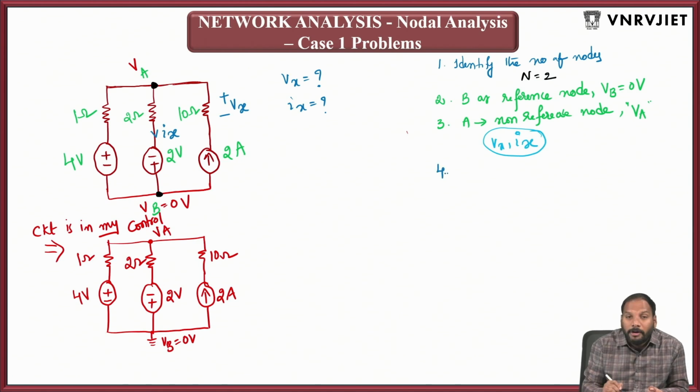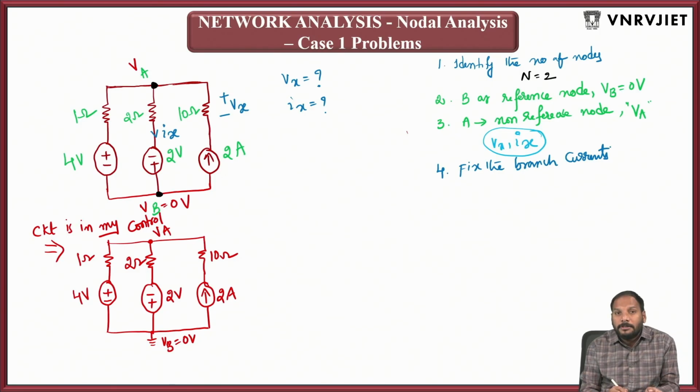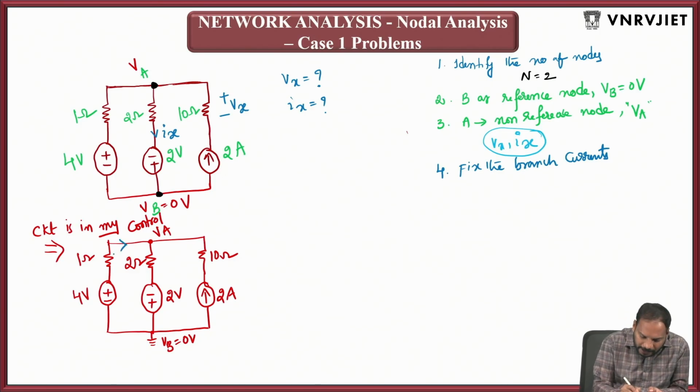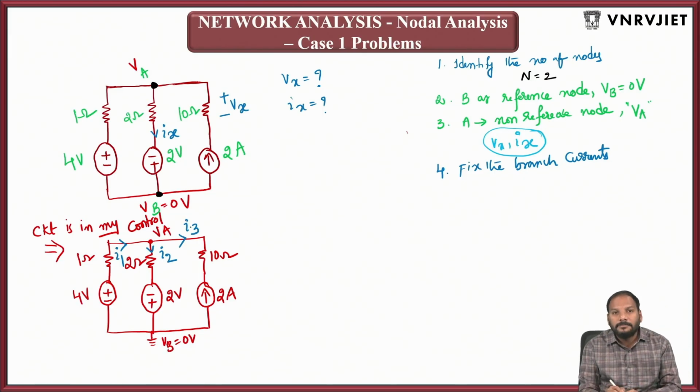So what is the fourth point in the nodal analysis? Compulsory you need to fix the branch currents. So you need to fix the branch currents means, see here, try to observe. This branch current, take it as I1. This branch current, take it as I2. And this branch current, take it as I3.